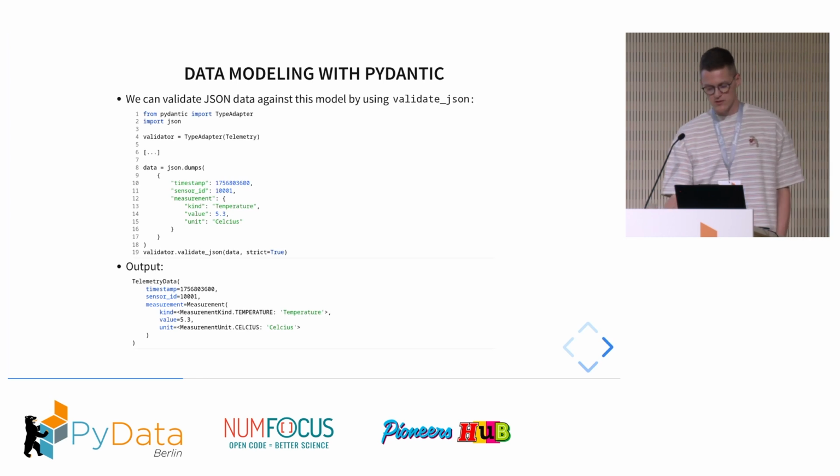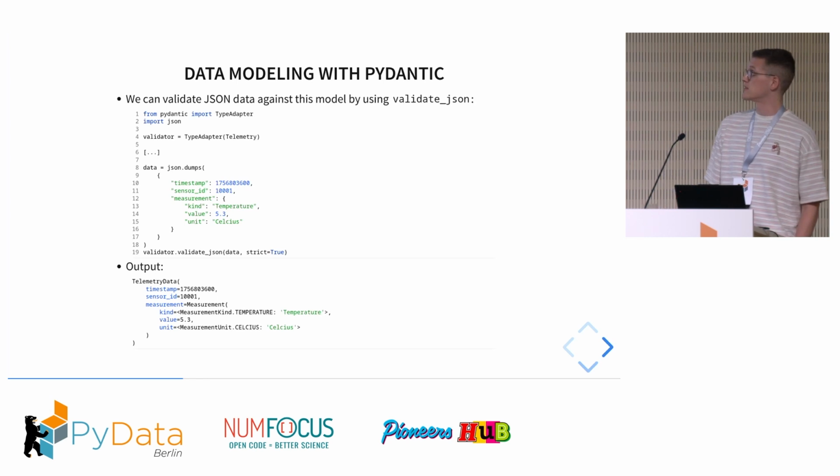So what Pydantic in this case also allows us to do is validate JSON data against this model we just defined by using a type adapter and validate JSON. We could also directly use the class, but this is more performant in the long run. We'll want to do this because usually in TCP streams you ingest a lot of data and you don't want it to be the bottleneck of your pipeline.